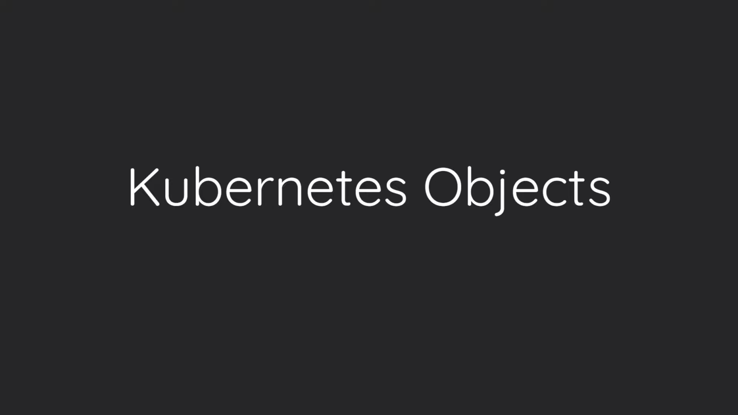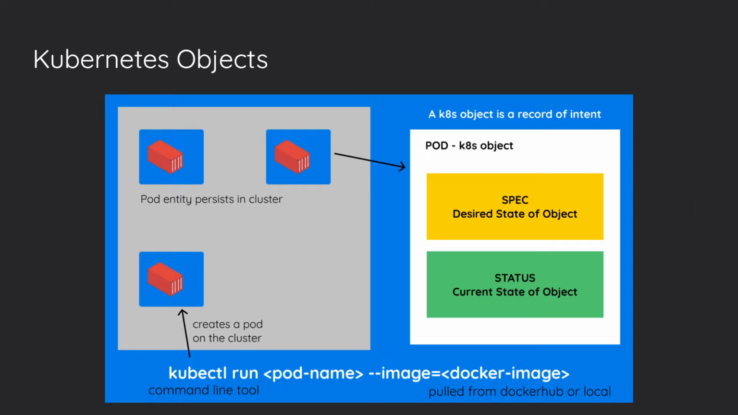Hello and welcome to this lesson on Kubernetes objects. Entities in Kubernetes are referred to as Kubernetes objects. Objects are basically persistent entities that exist in your cluster and represent the state of your cluster. You can think of it as a record of intent. That is, once you create the object, the Kubernetes system will ensure that your object will exist in this cluster.